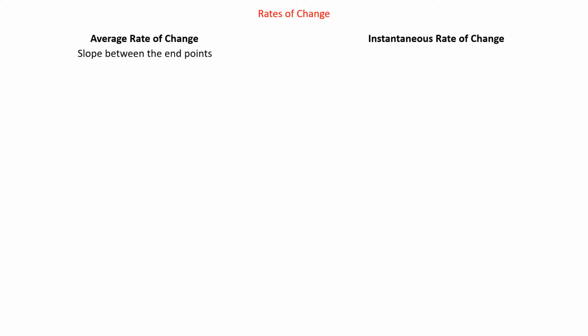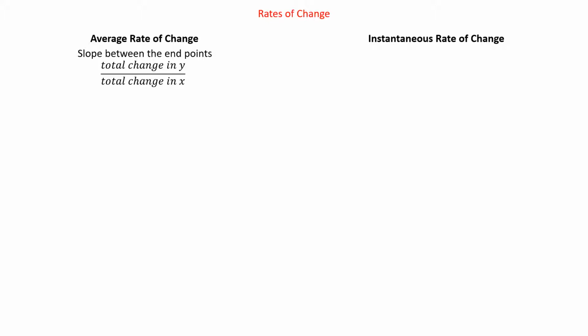The first thing we're going to look at is rates of change. There are two different types of rates of change: the average rate of change and the instantaneous rate of change. The average rate of change is the slope between the endpoints. It's the total change in y divided by the total change in x. A lot of times that's change in distance divided by change in time, but not always.